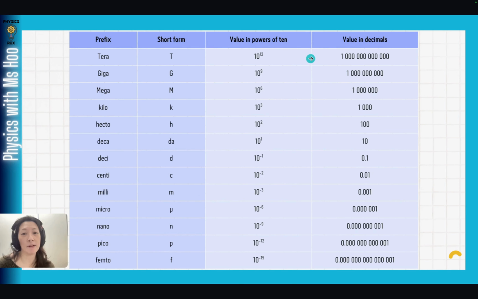On the right-hand side of the table are the values in powers of 10 and the value in decimals. Now, I strongly recommend that you don't memorize the value in decimals. It can get extremely confusing. So you should be memorizing the value of the prefixes in the powers of 10. It'll be a lot easier for you to solve the questions mathematically.